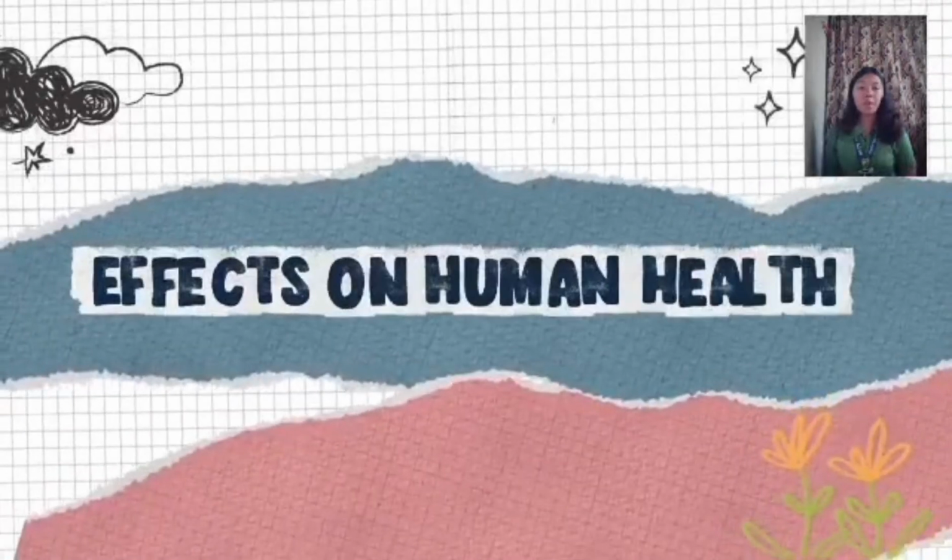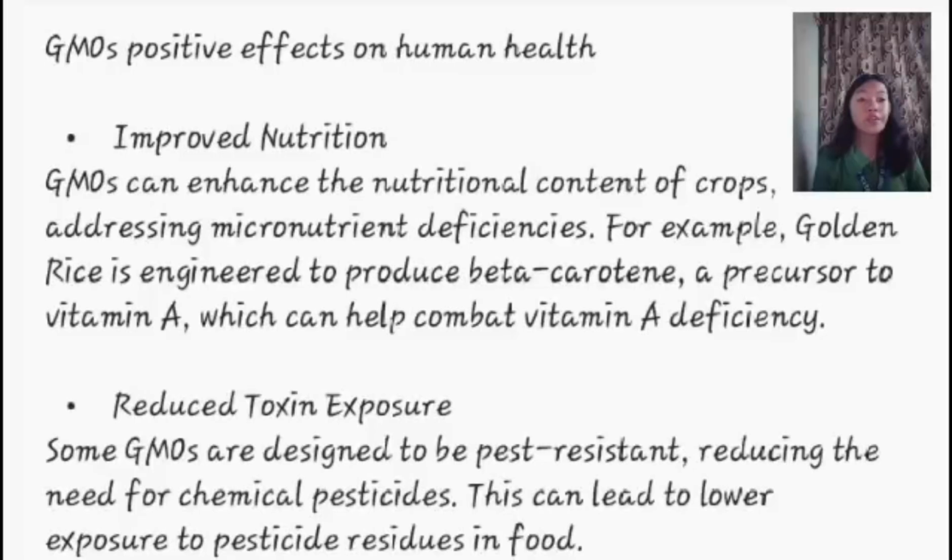Let's proceed to the effects of genetically modified organisms on human health and on environment. Effects of GMO on human health. First is improved nutrition. GMOs can enhance the nutritional content of crops, addressing micronutrient deficiencies. So it means that some GMOs are made to have more nutrients, more vitamins and minerals than normal crops. So this helps people who do not get enough nutrients in their food.